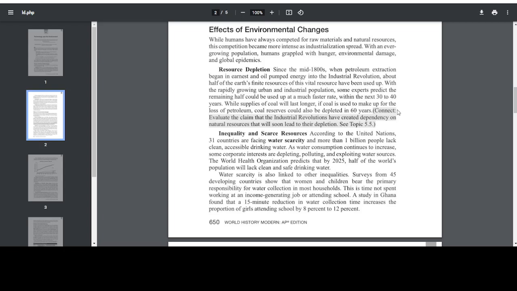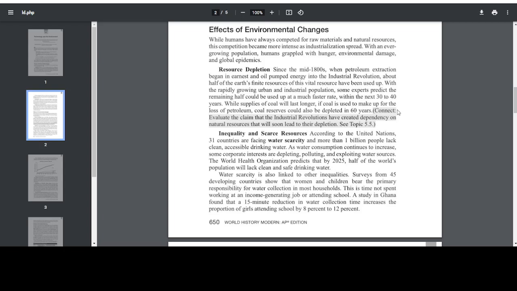Resource depletion. Since the mid-1800s, when petroleum extraction began in earnest and oil pumped energy into the Industrial Revolution, about half of the Earth's finite resources of this vital resource have been used up. With the rapidly growing urban and industrial population, some experts predict the remaining half could be used at a much faster rate within the next 30 to 40 years. But supplies of coal will last longer if coal is used to make up for the loss of petroleum. Coal reserves could also be depleted in 60 years.